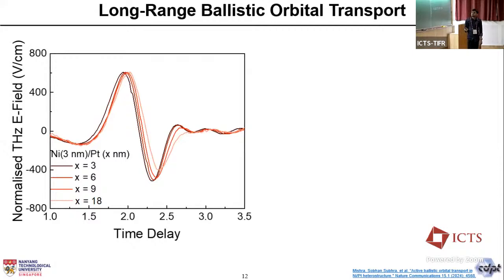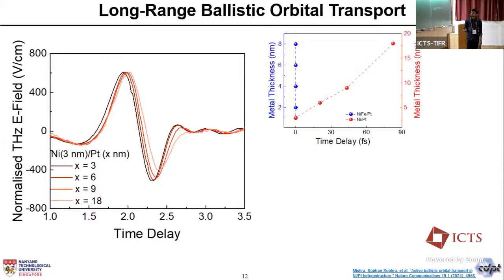So we extracted this time delay over thickness, and we plotted it, and we saw that this delay over thickness is following a linear relation. That means whatever transport is happening of the orbital, it's not getting scattered, it's not getting accelerated. So it's a completely ballistic transport, at least till 18 nanometer experimentally.